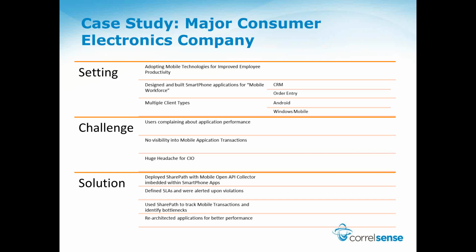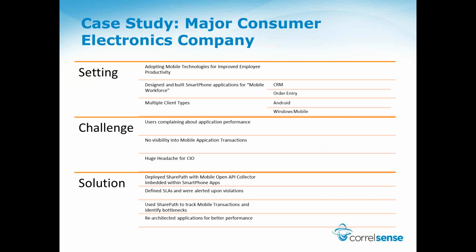So they looked around. They found a solution called SharePath from Correlsense, by the way, and it is a solution with a mobile open API collection capability that allows it to embed performance collectors into smartphone applications and then gather data and tie that into transactional data on the back end for application performance management. So they adopted it, built it into their smartphone app, and they were then gathering transaction data from their smartphone applications, individual user requests that were coming in.